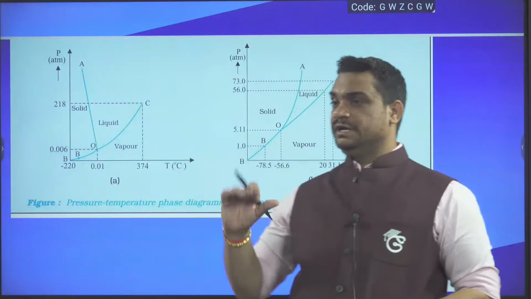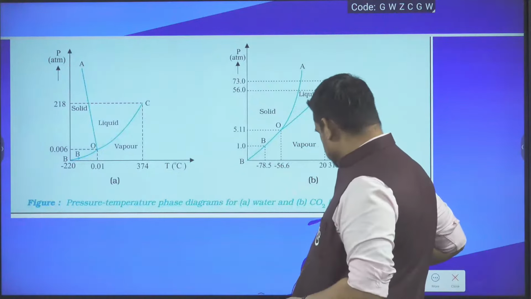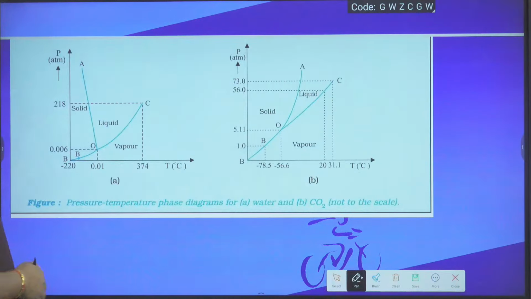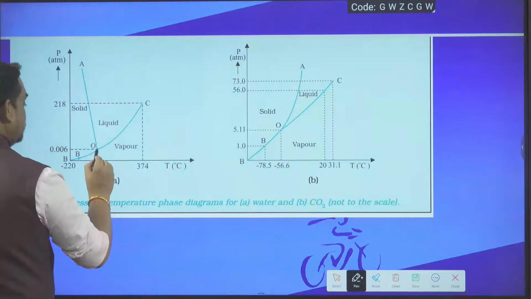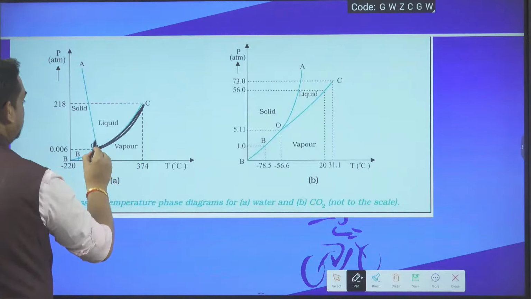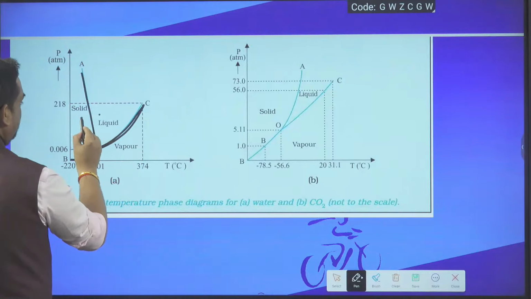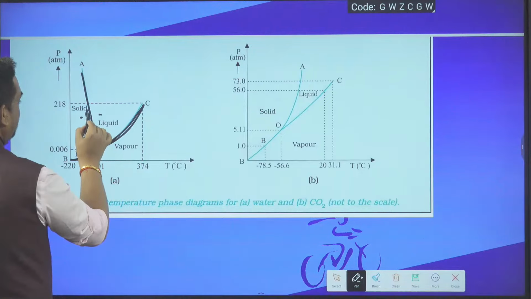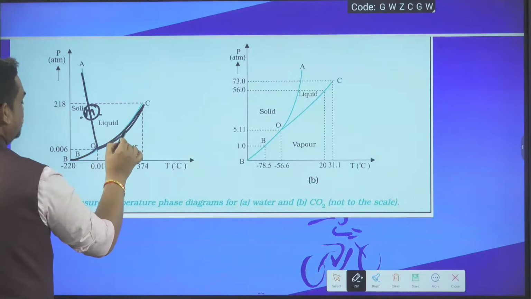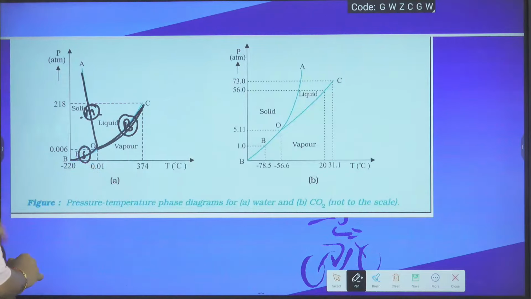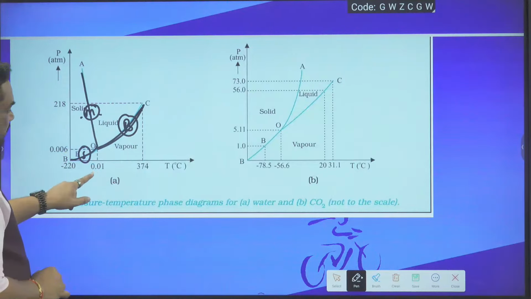Now, in this one, you will remember, that was not from the exemplar, that was not from anywhere, okay? So in this one, this is for water, okay? So this graph you have to remember for the water here. This one is solid to liquid. So solid to liquid means this one is your melting curve. This one is your boiling curve, and this is the sublimation, okay? So this is your solid directly going into sublimation.